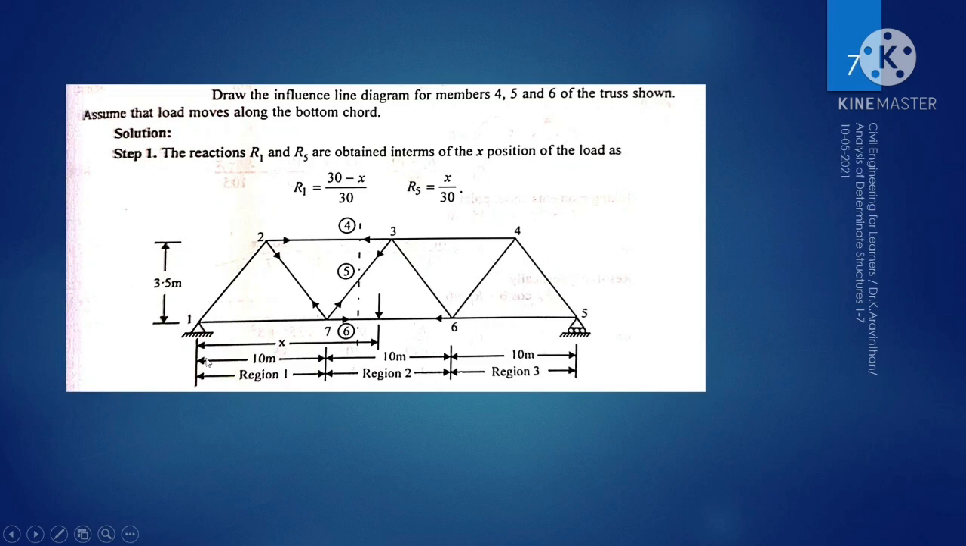While solving this problem, we can split it into 3 regions. This is region 1, 7 to 6 is region 2 and 6 to 5 is region 3. So these are all the joints: 1, 2, 3, 4, 5, 6, 7. There are 7 joints here. It is being indicated that each region consists of 10 meter distance and the vertical distance is 3.5 meter. Okay, first we have to find the reactions.